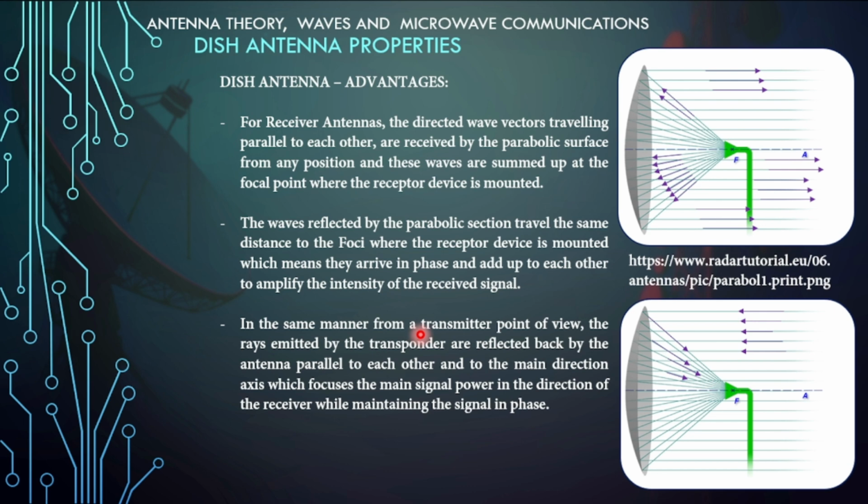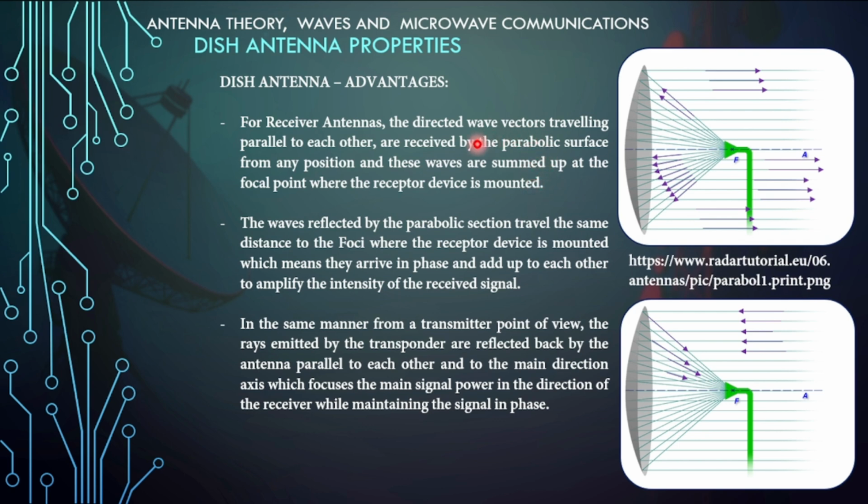In the same manner, from a transmitter point of view, which is the first image here, the rays emitted by the transponder are reflected back by the antenna in a parallel manner. They are parallel to each other and to the main direction of the signal, the main axis, which focuses this entire signal, all these wave vectors, in a parallel form back to the other receiving point. And all of them are in phase, of course.